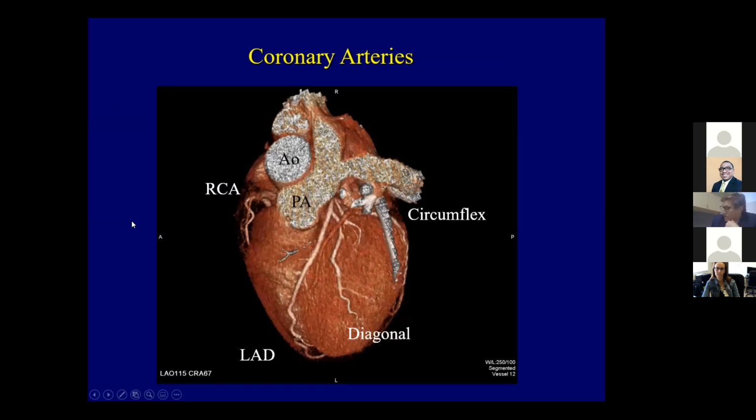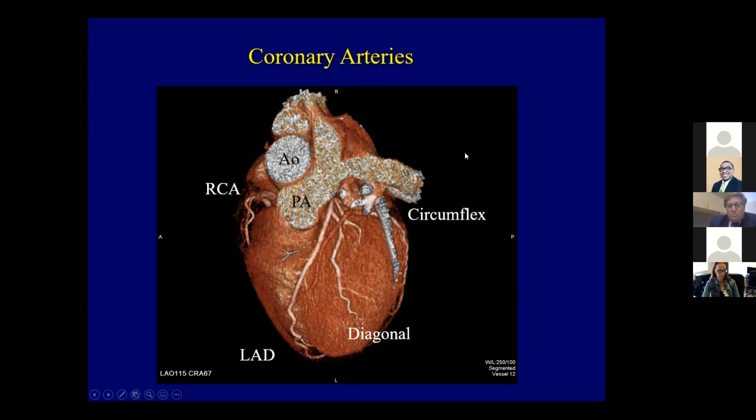Again, we can look at the coronary arteries, but we can also look at them in the context of the myocardial segments that they feed. This is just showing the tools that we can use to look at the coronary artery. So here's our pulmonary artery, our aorta. Here we're seeing our LAD, our diagonals, our circumflex, our right, in the context of their myocardial segments, the anterior wall, the lateral wall, and the inferior posterior wall.